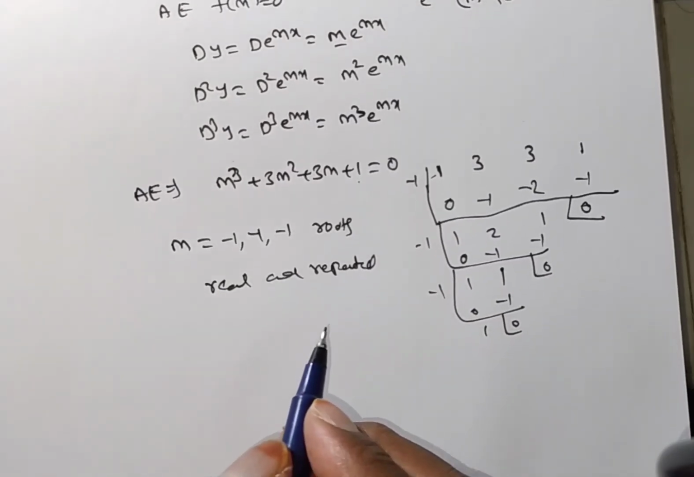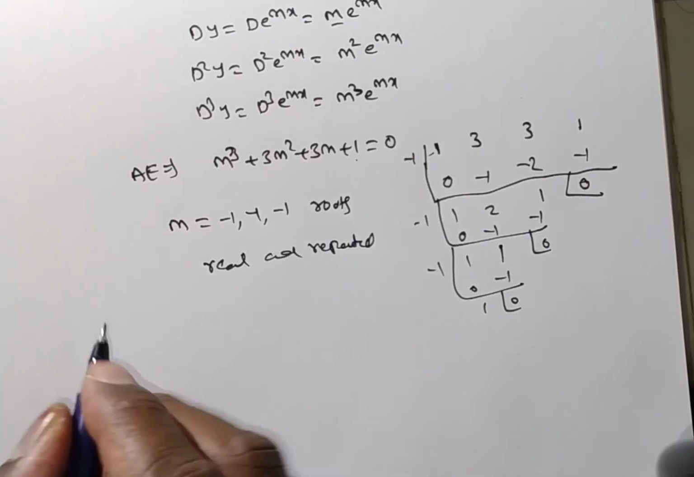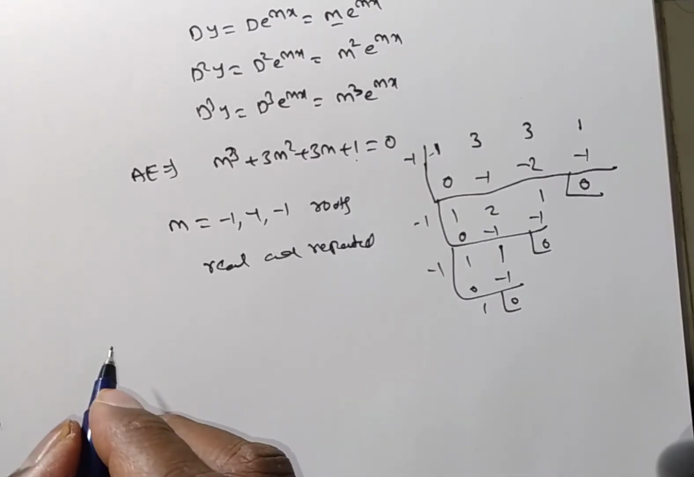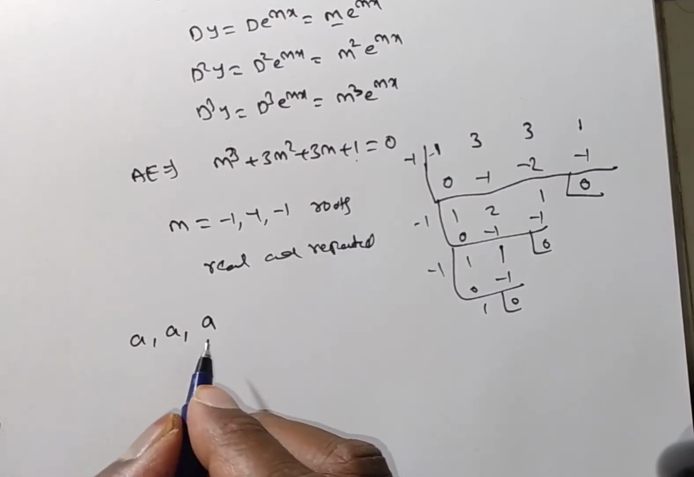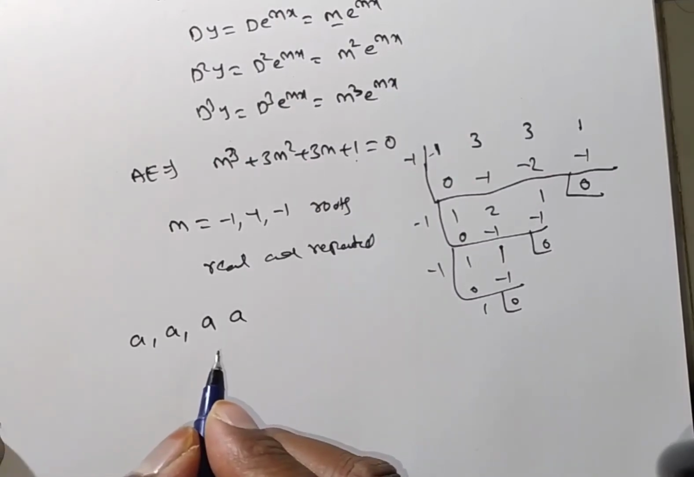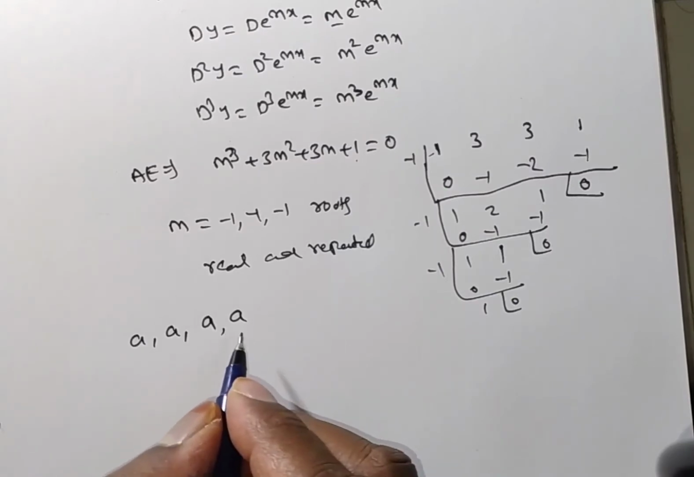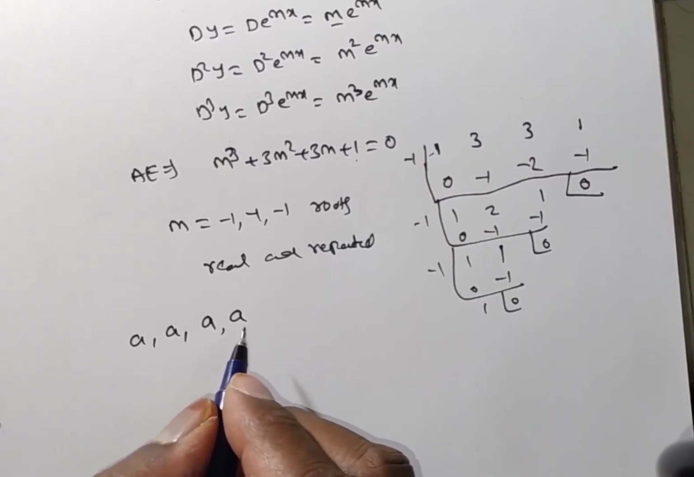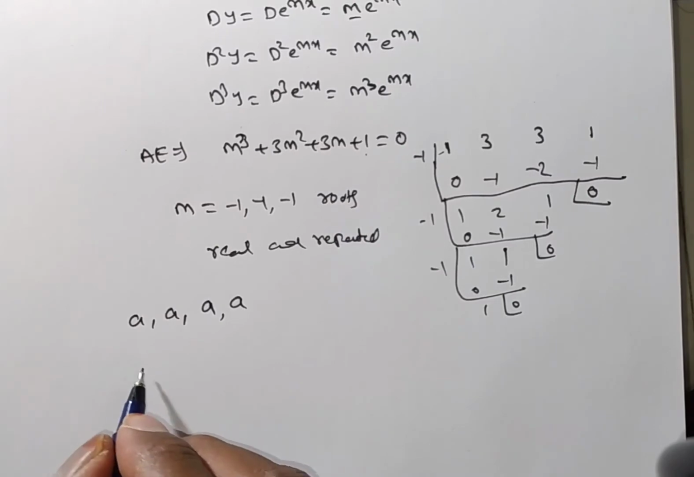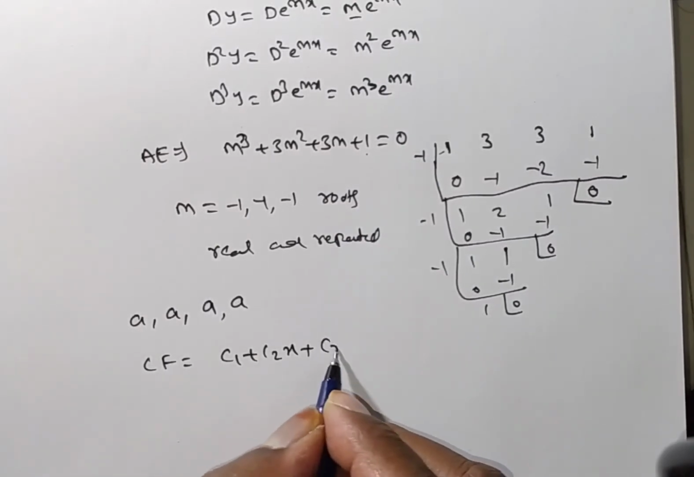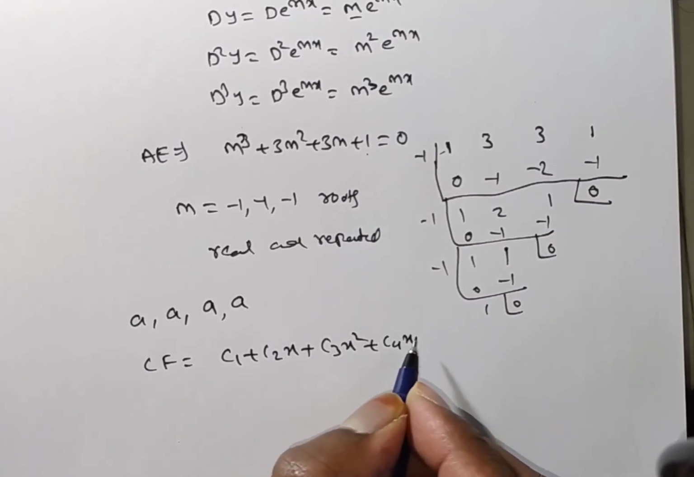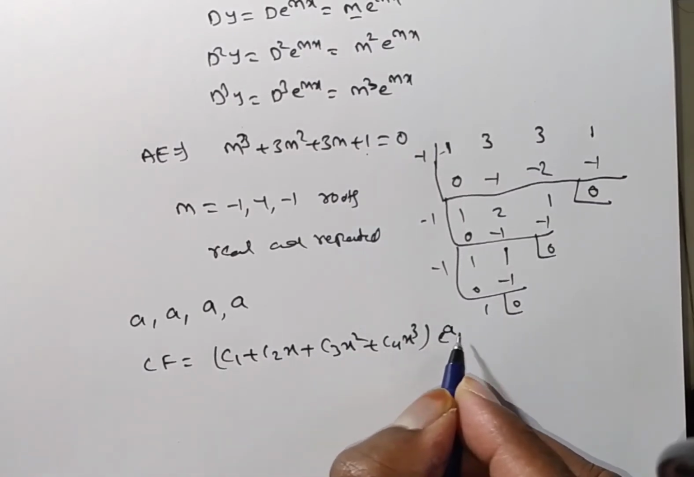Friends, you remember, when the roots are real and repeated, we have a complementary function of type 2. That is, suppose a, a, a, a, of course you can take the fourth one also. If a, a, a, a are the roots, these roots are real, and if it is repeated, then in this case the complementary function is equal to (c1 plus c2x plus c3x square plus c4x cube) into e to the power of ax.